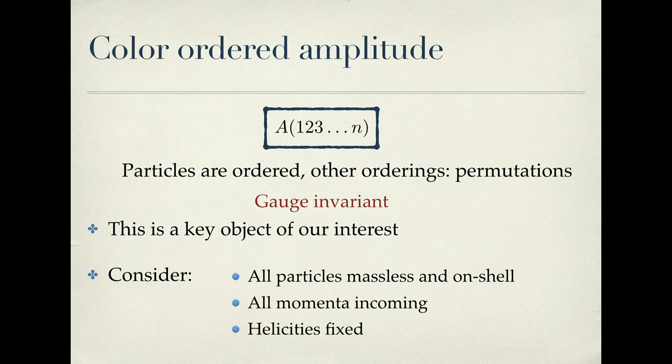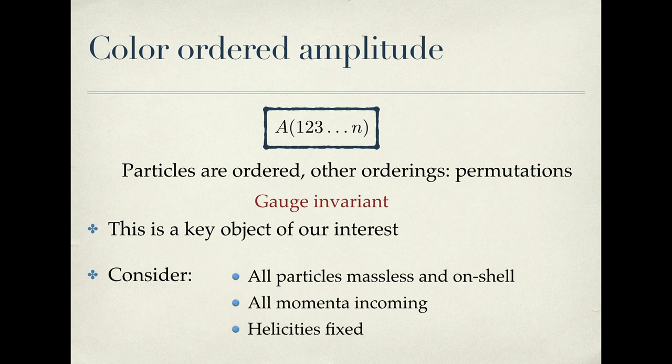So here particles are ordered. Other orderings are related by permutation. If I have ordering 1, 3, 2, 4, up to n, you just flip labels 2 and 3 in that formula for this thing. And they are gauge invariant, and this is a kind of key object if we study Yang-Mills amplitudes. Normally, if we study that function, we consider all particles massless on shell, all momenta incoming, and all helicities fixed. So we again talk about some helicity amplitude here. This is not officially the complete amplitude because it has this ordering of particles. It's a component of the amplitude for this ordering.